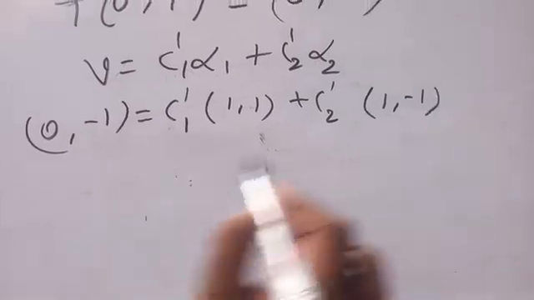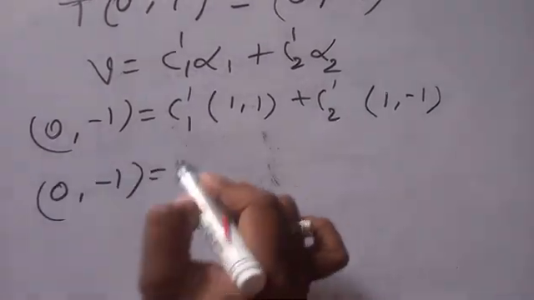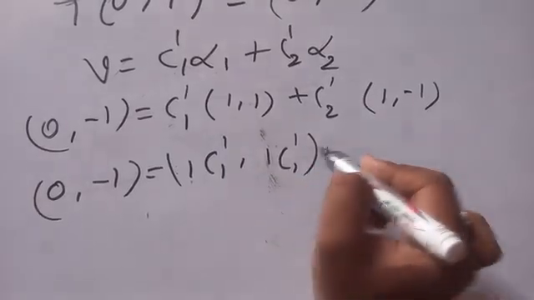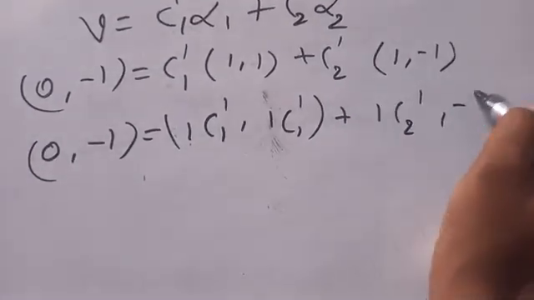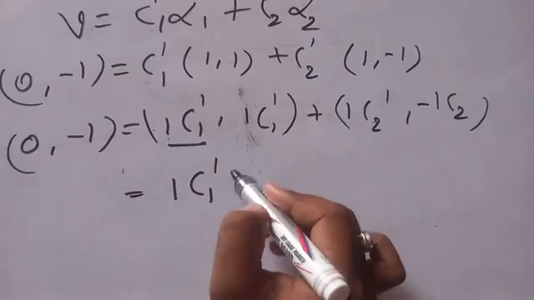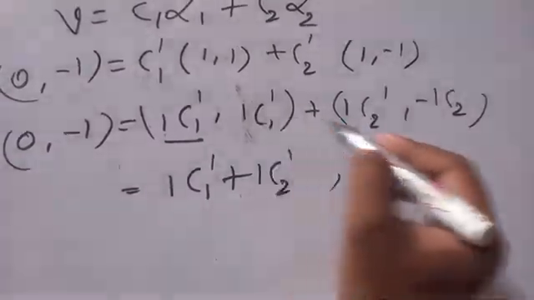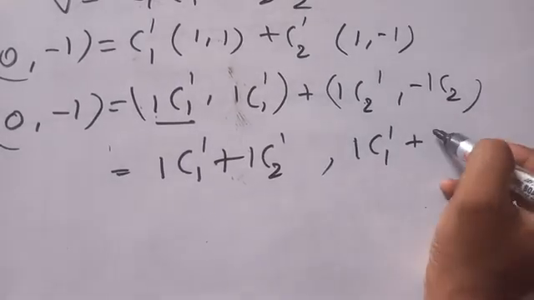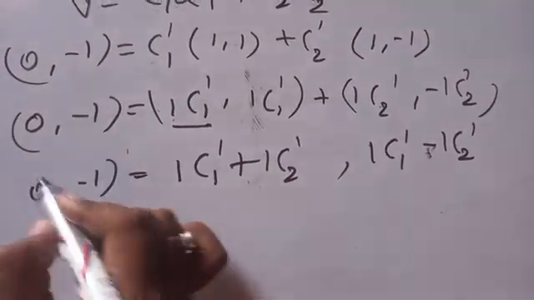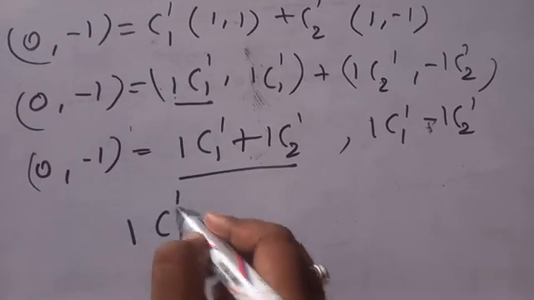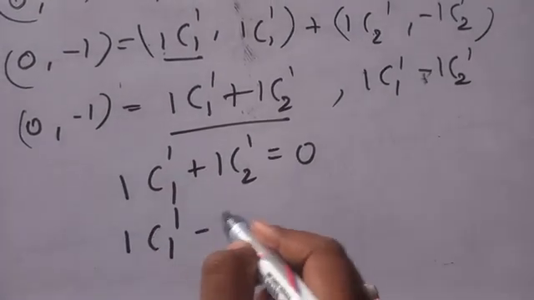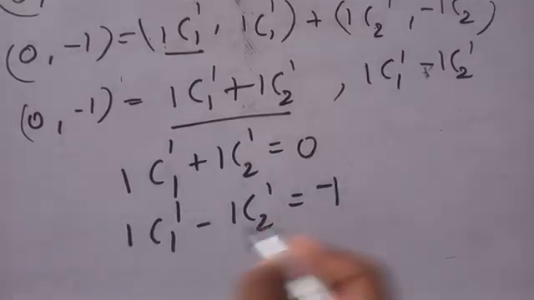So (0, -1) is equal to 1 into c1 dash plus 1 into c2 dash, and 1 into c1 dash minus 1 into c2 dash. By vector addition, (1 c1 dash + 1 c2 dash, 1 c1 dash - 1 c2 dash) is equal to (0, -1). So 1 into c1 dash plus 1 into c2 dash is equal to 0, and 1 into c1 dash minus 1 into c2 dash is equal to -1.